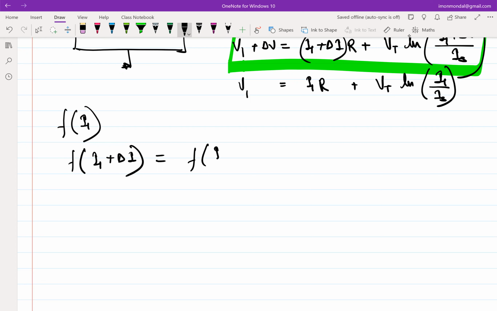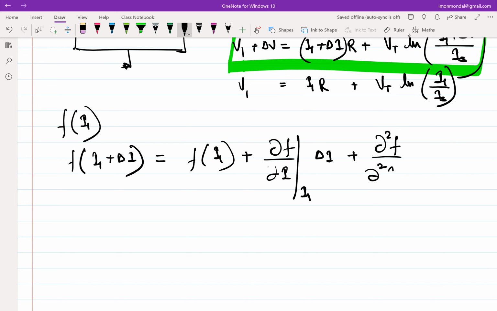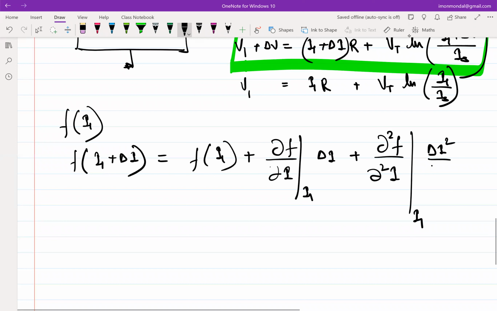f of I1, del f by del I evaluated at I1 delta I plus, and so on, right? Right.